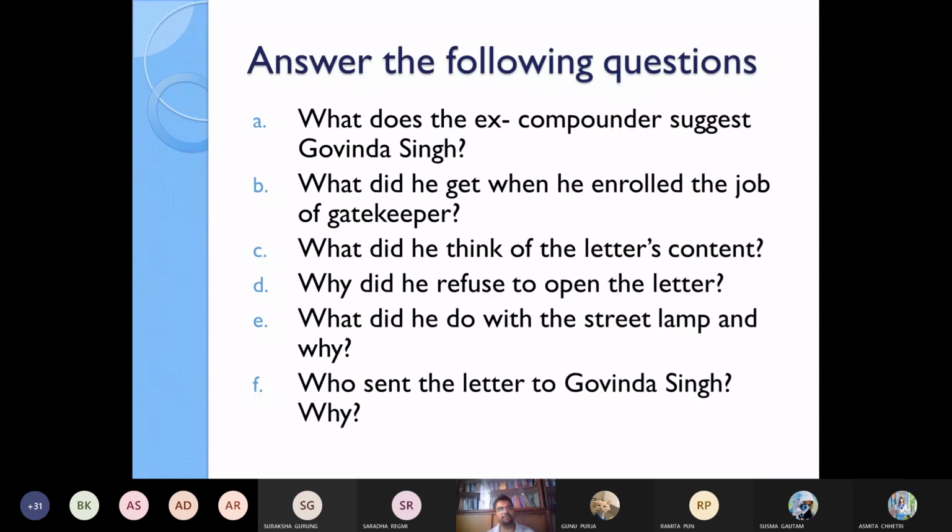And next, these are the major questions that could be discussed. A: What does the ex-compounder suggest to Govinda Singh? What did he get when he enrolled in the job of gatekeeper? What did he think of the letter's content? And why did he refuse to open the letter? What did he do with the street lamp, and why? Who sent the letter to Govinda Singh, and why?